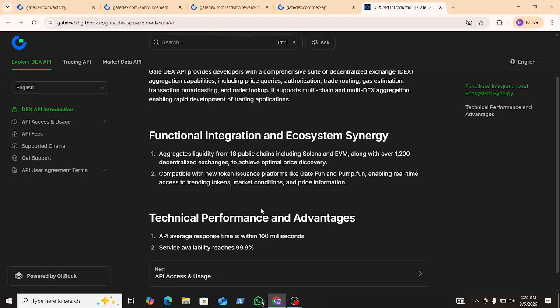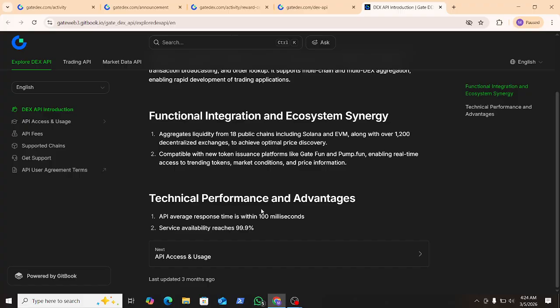So you can see the functional integration and ecosystem synergy: aggregate liquidity from 18 public chains, including Solana and EVM. Also, we will read this technical performance and advantage. API average response time is within 100 milliseconds. Service availability reached 99.9%. Last update 3 months ago.